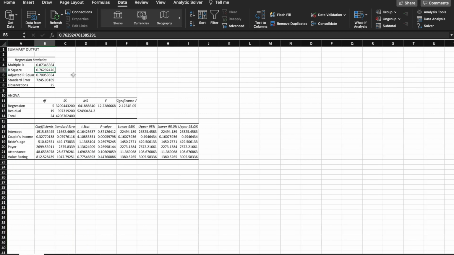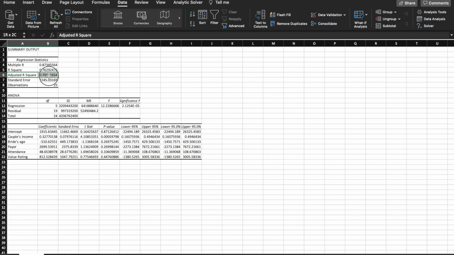We already analyzed what R-squared means, but when you have multiple X values, you want to look at the adjusted R-squared, because the adjusted R-squared adjusts for the amount of X variables that you have. So they are a little bit different, but you can say that for the adjusted R-squared, about 70% of the changes we see in Y, which is the wedding costs, is explained by all of these variables.